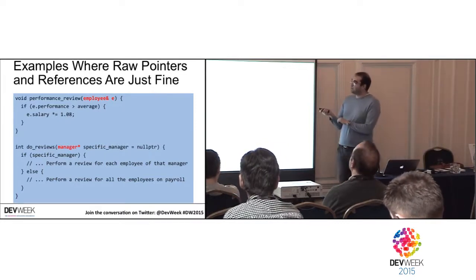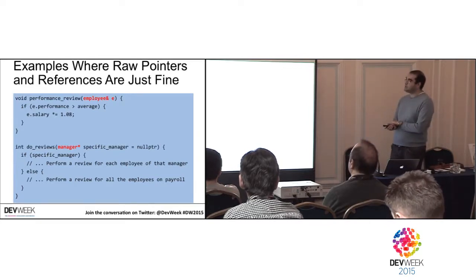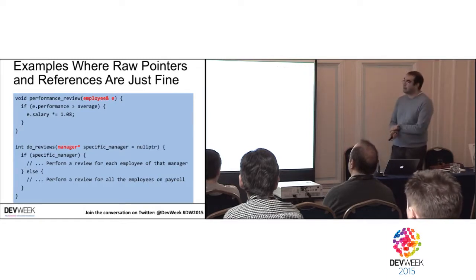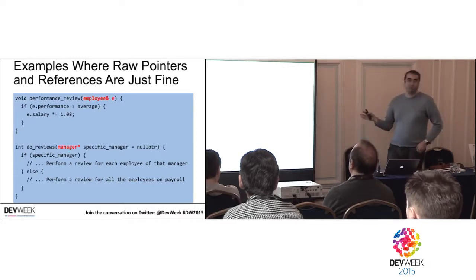Here's a couple of examples, just to convince you that raw pointers and references are perfectly fine. Here's a method called performance review, which takes an employee, checks the employee's performance, and then adjusts the employee's salary. The method takes a reference to an employee. Now, it's almost like a pointer. So should this be a smart pointer? I'd say no, absolutely not. No reason for it to be, because there's no ownership here.